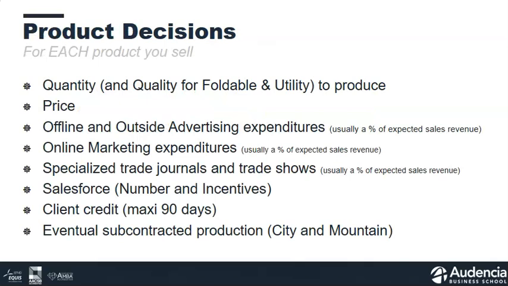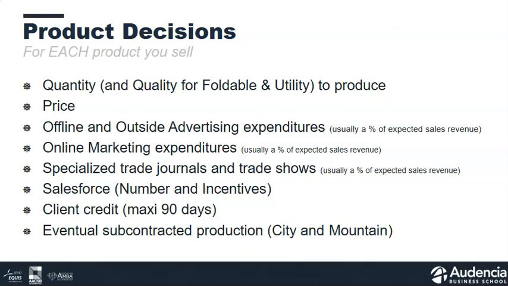For each product, you'll determine the quantity you want to produce and the quality for foldable and utility bikes, the price that you'll sell, and the different amount of money you will spend in offline, online, and specialized marketing. This is to be indicated in euros, and usually this is a percentage of expected sales. As we said, it ranges between 0 and 10% for each of those lines of marketing. It's up to you to calculate what you want to spend in euros and put that value in your decision sheet. For the sales force, you'll want to define how many salespersons you want and how you will incentivize them with salaries or bonuses, or if they get a percentage of commissions, for example.